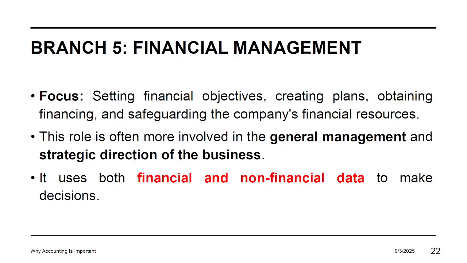Now we look at branch number 5, financial management. Financial management focuses on setting financial objectives, like creating plans, obtaining financing, and safeguarding a company's financial resources. This role is often more involved in the general management and strategic direction of the business, using both financial and non-financial data to make decisions.